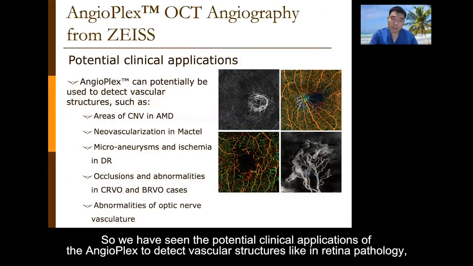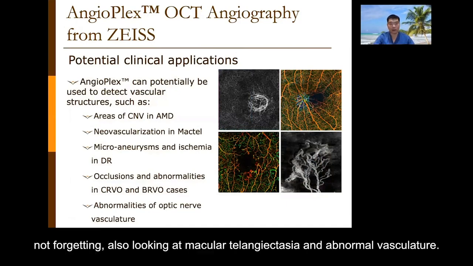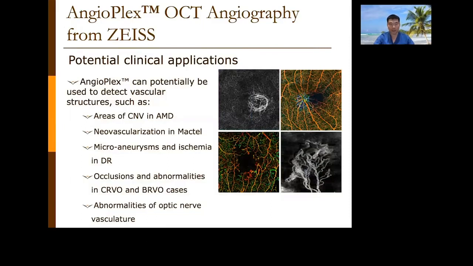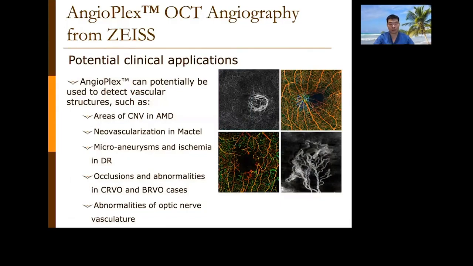So we have seen the potential clinical applications of the AngioPlex to detect vascular structures in retinal pathology, like in diabetic retinopathy, in vein occlusion, both branch and central, as well as arterial occlusion, not forgetting also looking at macular telangiectasia abnormal vasculature. As well, we also saw one or two cases of abnormal optic nerve pathology.